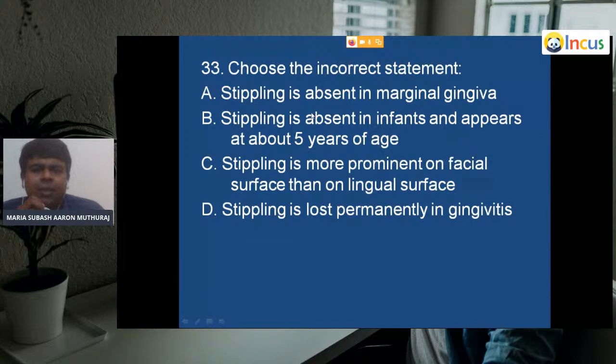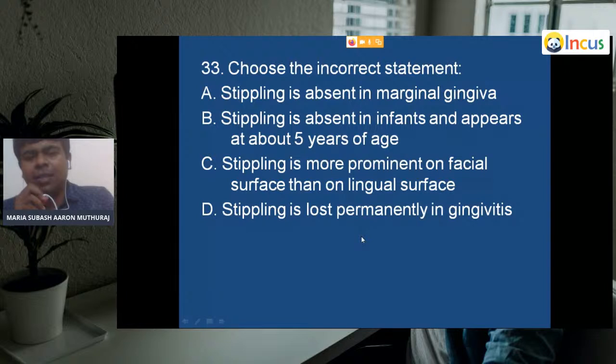Stippling is absent in infants and appears above 5 years of age. Actually, stippling is absent in infancy and starts above 5 years of age, and in old age the stippling once again will disappear. Therefore this option is also correct. Stippling is more prominent on the facial surface when compared to the lingual surface. Yes, it is correct.